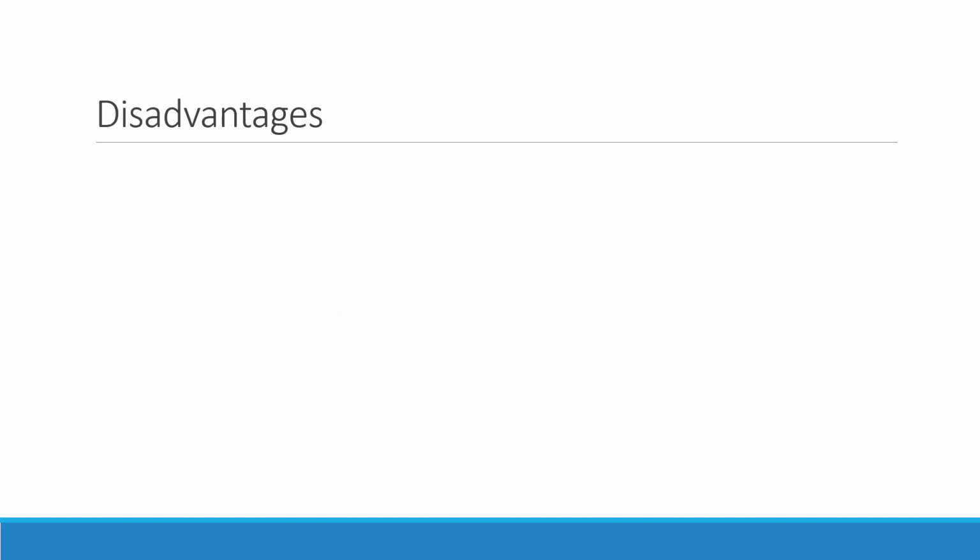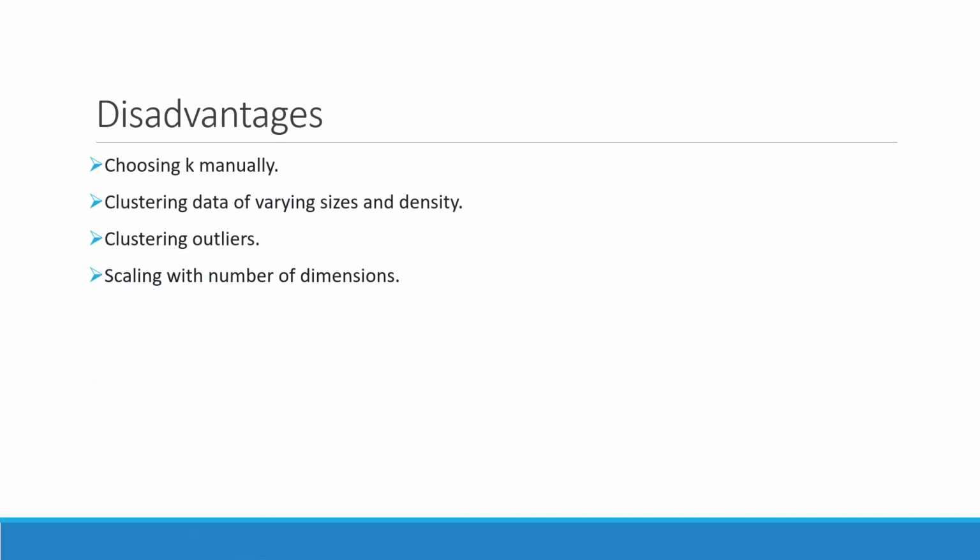Next, let us look at the disadvantages. First, choosing k manually. Since we choose k manually, we may get an error and cluster the data wrongly. Second is clustering data of varying sizes and density. If the data is large in size and density, there may be a chance that it is classified into the wrong cluster. Third is clustering outliers. Data points which are not within the bounds may affect the clustering. Without including them, it may create a different cluster for them, which is unnecessary for us. Fourth is scaling with the number of dimensions. As the dimensions of a data point increase, the difficulty and complexity of clustering also increase.